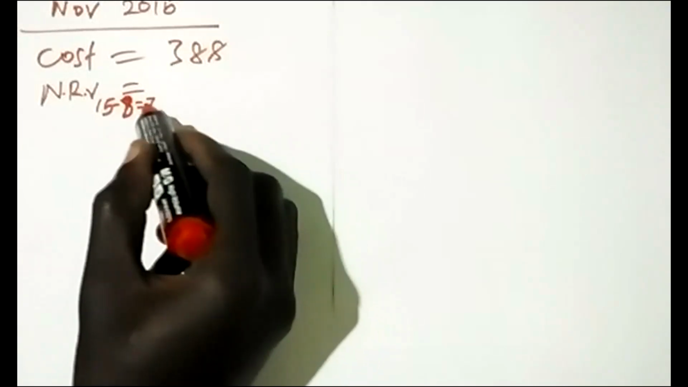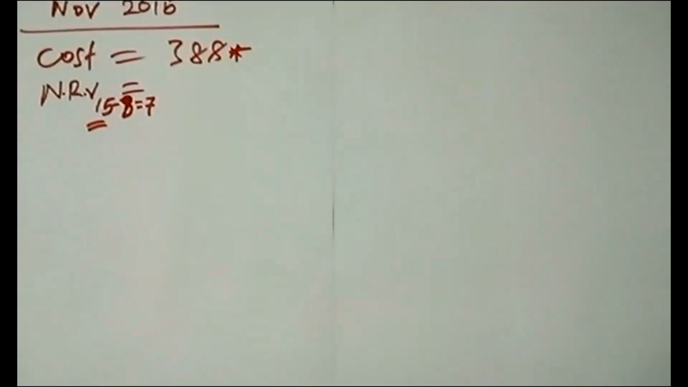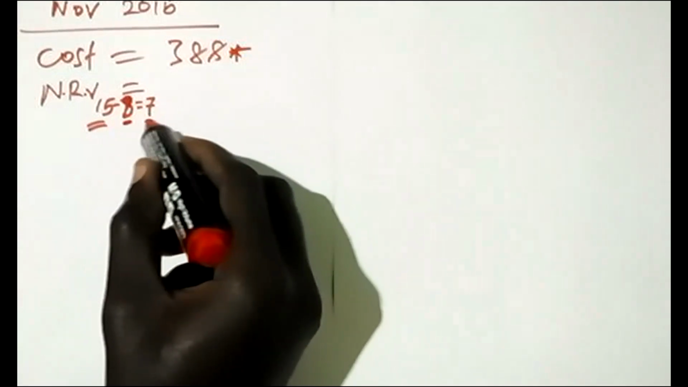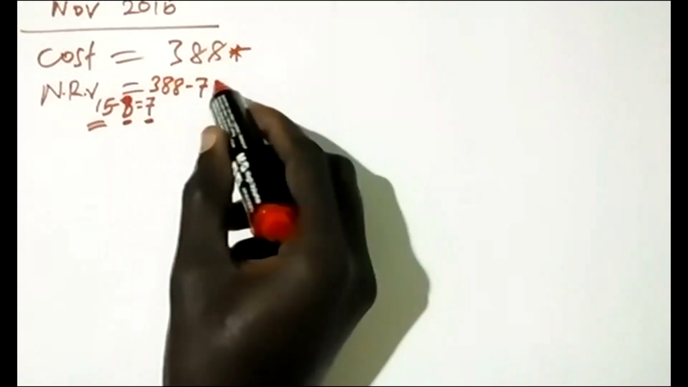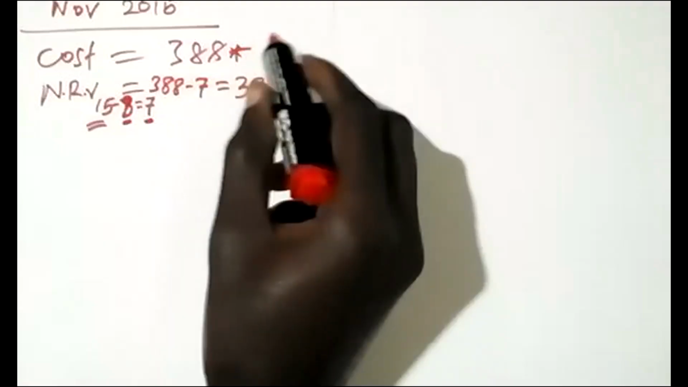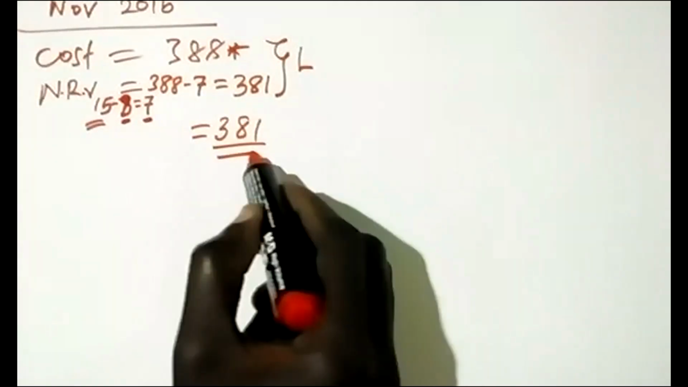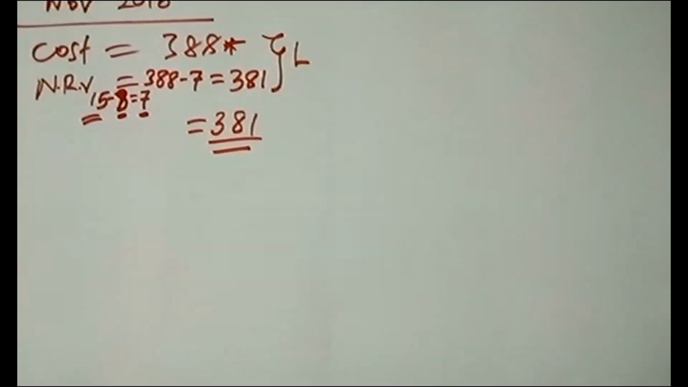So which means that they made a loss of 7. Remember that these goods which were being sold were part of this. The 15, they were sold at 8, so we made a loss of 7. And that implies that our cost of 388 will be reduced by that loss of 7 to get a net realizable value of 381. So the lower of the two is what? 381. And that one will be our closing inventory.